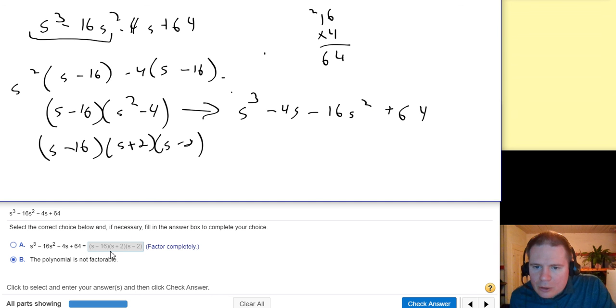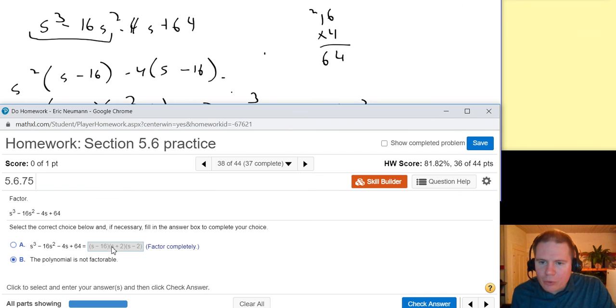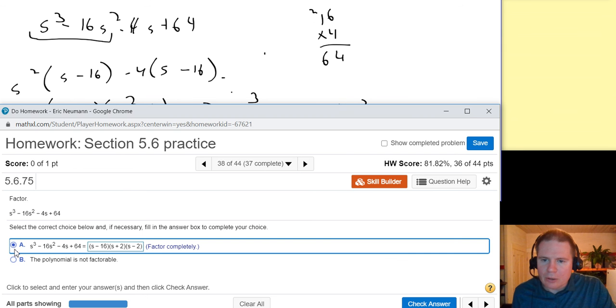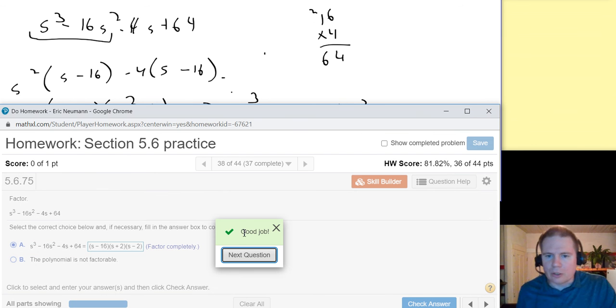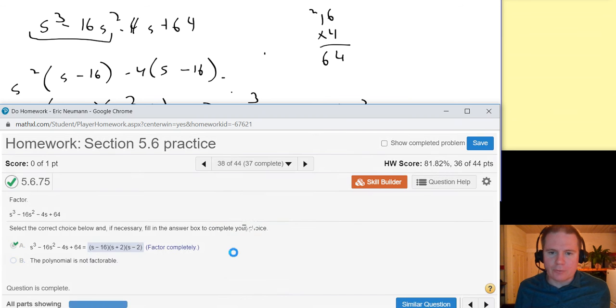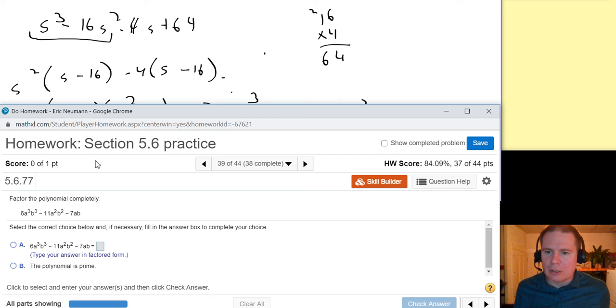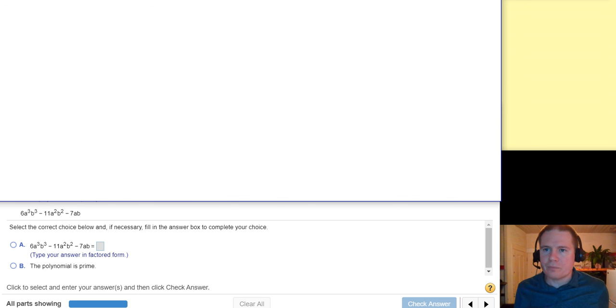s minus 16, s plus 2, s minus 2. Oh, I wrote this, but somehow my pen hit B. There we go. I need to select A and then type that in. Goodness, I don't know how that happened. If that happens to you, double check. No, I'm pretty sure that's right. Recognize what your mistake was. It happens to all of us, we make some silly mistakes. All right.